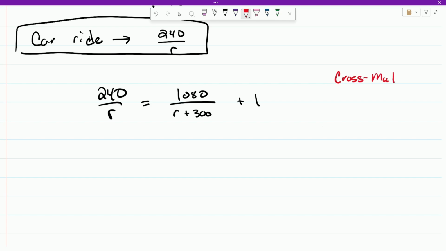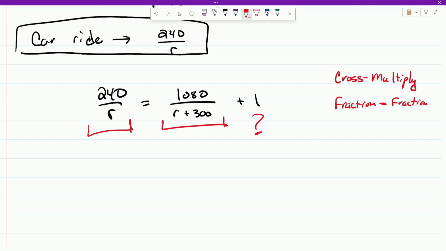So to cross multiply, remember you need a fraction equal to another fraction. So we have a fraction here. We have a fraction here. But then we have this plus 1. So what can we do with that?